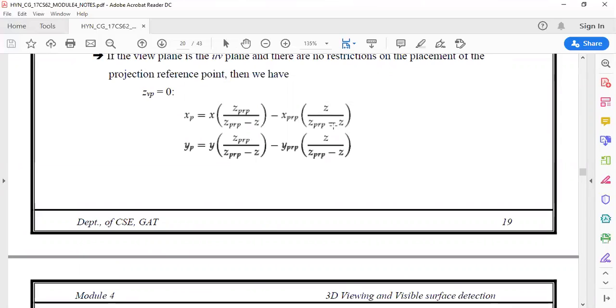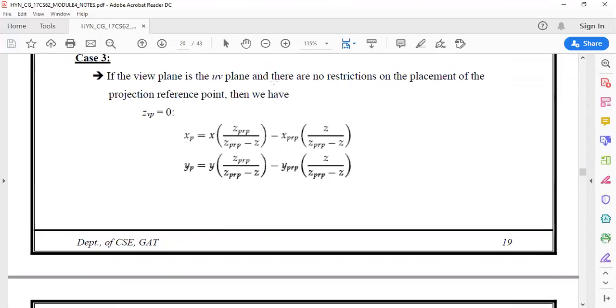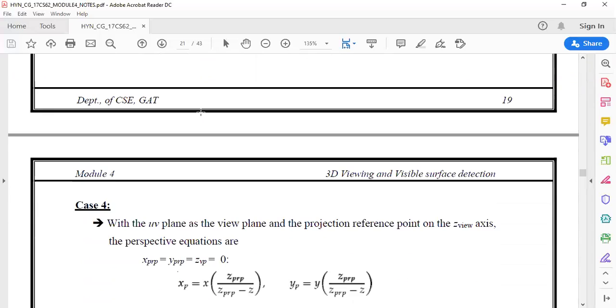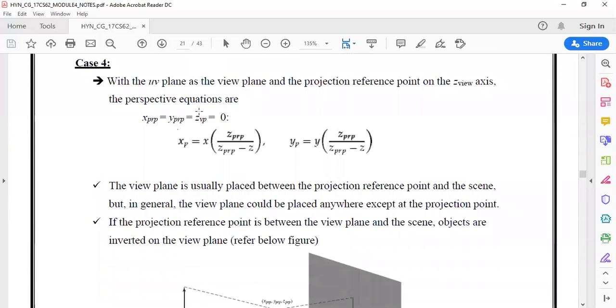Just substitute zvp as 0, because I am considering one more view plane, the UV plane, and there are no restrictions on the placement. The previous equation considered the view plane placed on the z view axis. If we are not considering the z view axis, then zvp will be equal to 0.